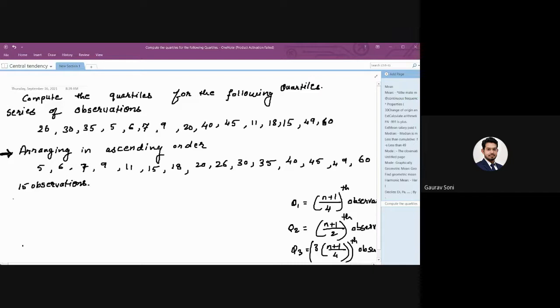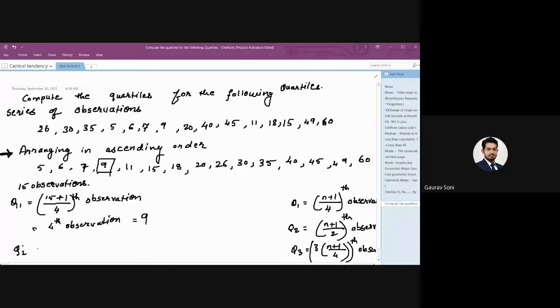So Q1, the first quartile, is equal to, we have 15, so 15 plus 1 divided by 4, the 4th observation. So that is the fourth one, right? Yes. Fourth observation, and that is 9. So the first quartile is 9.